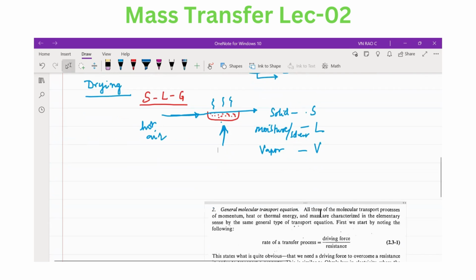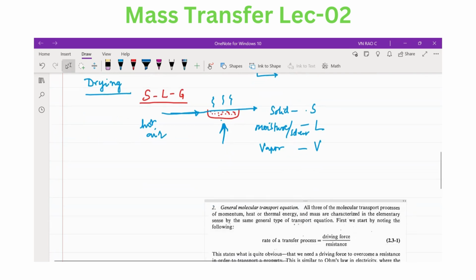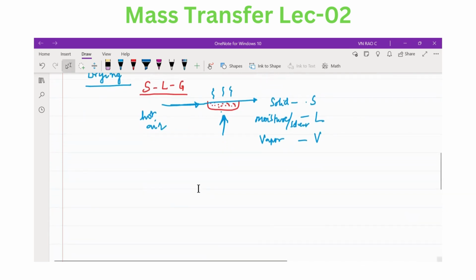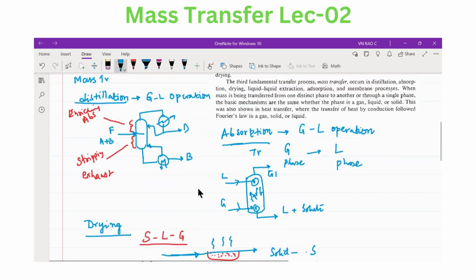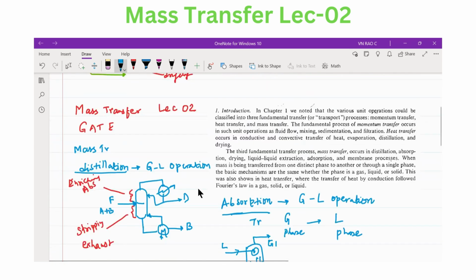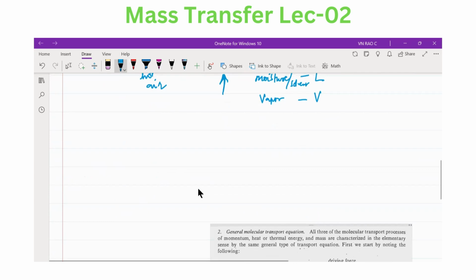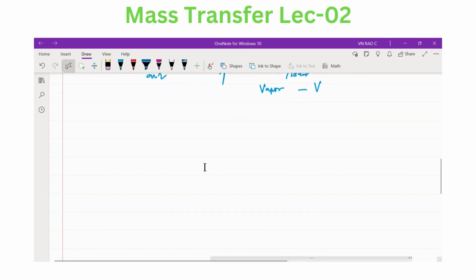Next, we come to the next topic of mass transfer operations. I have already told you that I am following the textbook written by Gyncopolis. The next one is liquid extraction. So what happens in this?